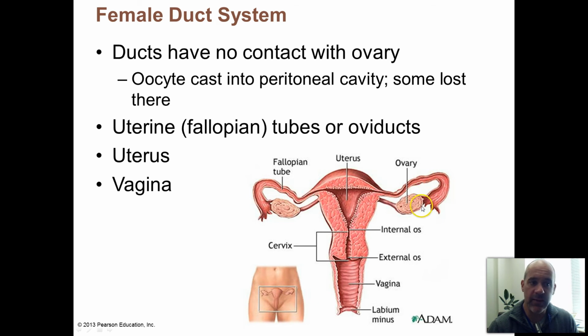Sometimes an oocyte misses the infundibulum here. It gets past the fimbriae and goes floating off into the abdominopelvic cavity. And so you may have heard before about women who actually have developing fetuses embedded on other organs in the abdominopelvic cavity, like the intestinal tract, for example.